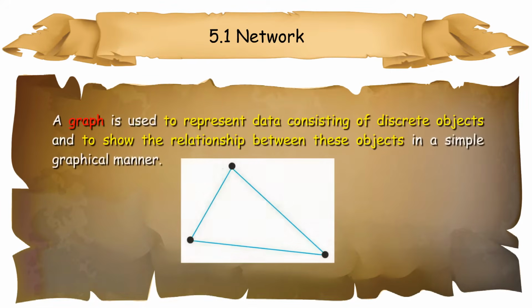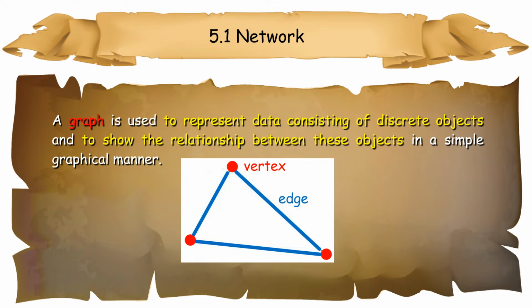A graph is used to represent data, consisting of discrete objects, and to show the relationship between these objects. In a simple graphical manner, a graph is interpreted as a series of dots, which are either linked or not linked to one another by lines. Each dot is known as a vertex, dot or node, and the line joining two vertices is known as an edge, arc or link. A graph is usually used to represent a certain network.